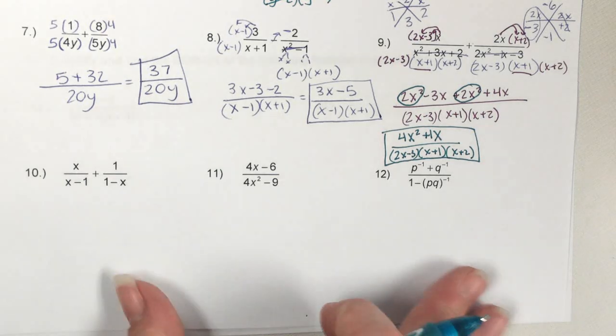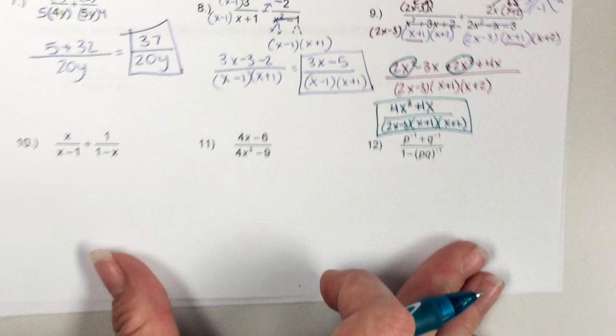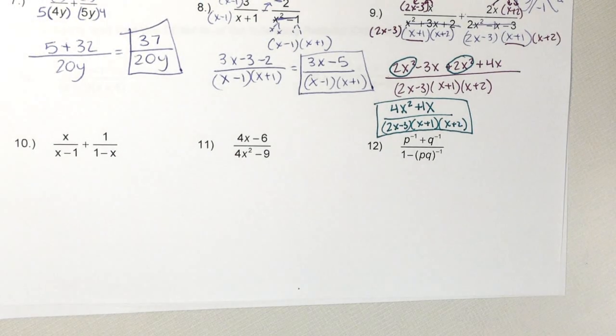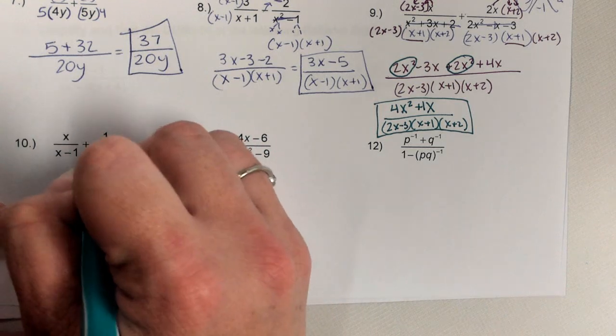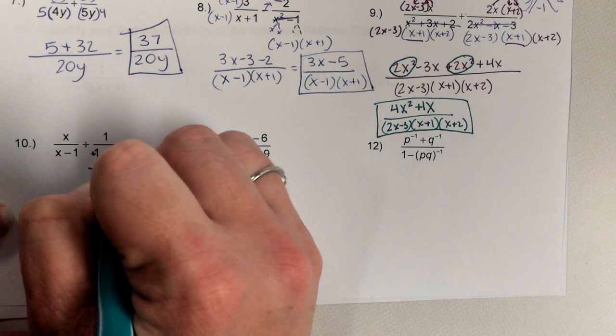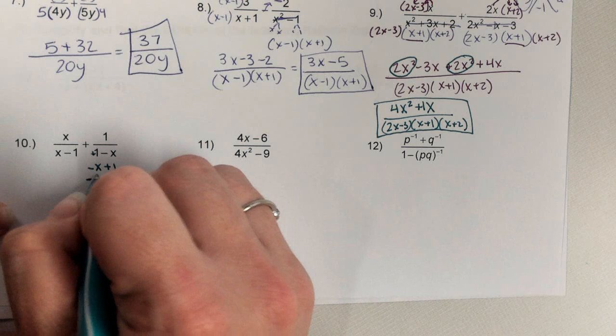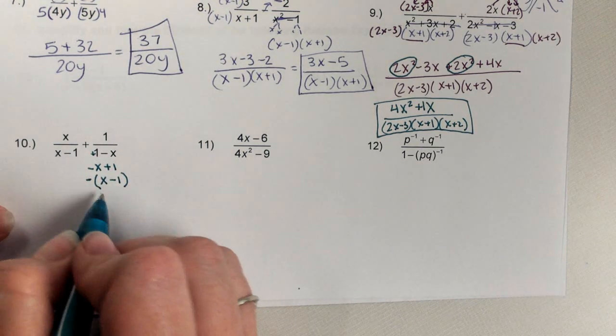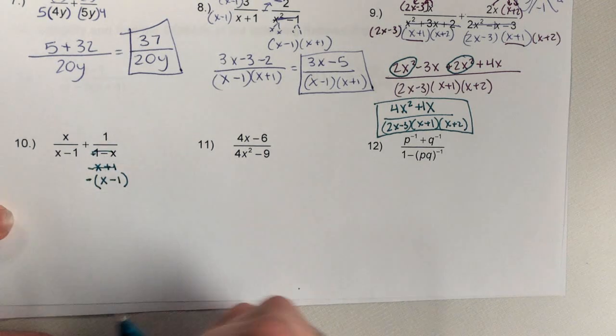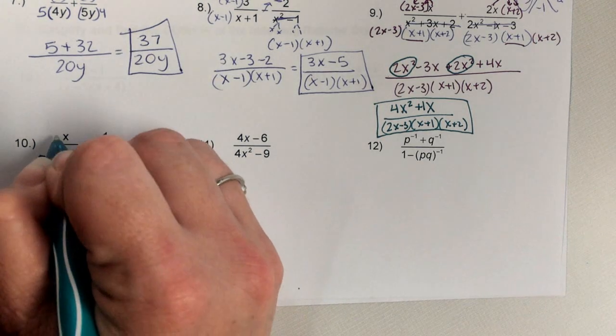Okay, I'm going to do the last three on the front. So on number 10, now we have to put it in order. So when I redo this, I get negative x plus 1. Remember, we have to take the negative out. So I get x minus 1. Well, they both have x minus 1, but this one has a negative that that one doesn't have, so I'm just going to give it the negative.